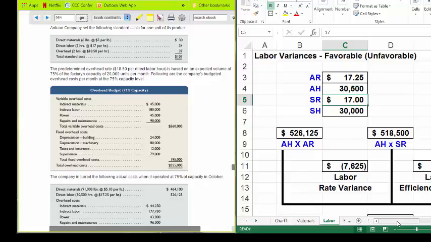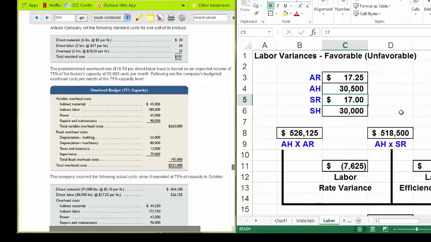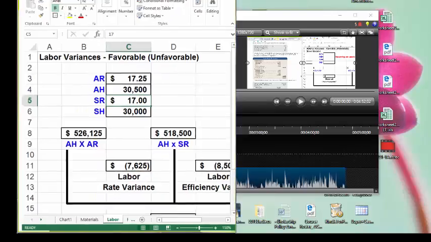And then we'll do our calculation for our standard times standard. So our standard hours times standard rate, we get the 510, and the difference between the middle prong and the end prong, because the actual hours ends up being more than the standard hours, we have an unfavorable variance here as well. And then you just add those two up together, and this is what it looks like.